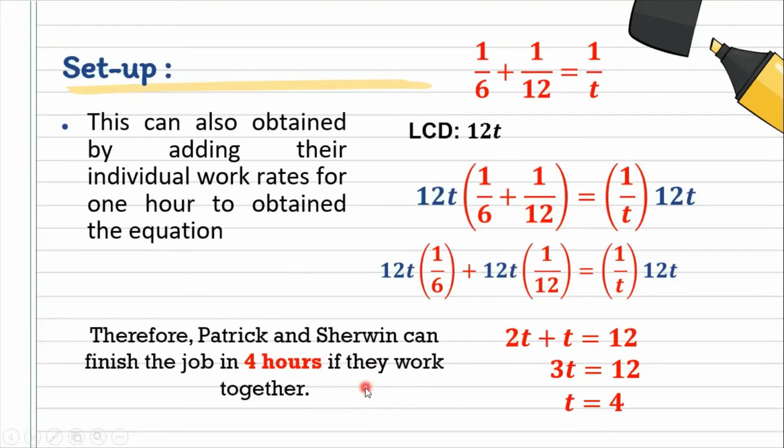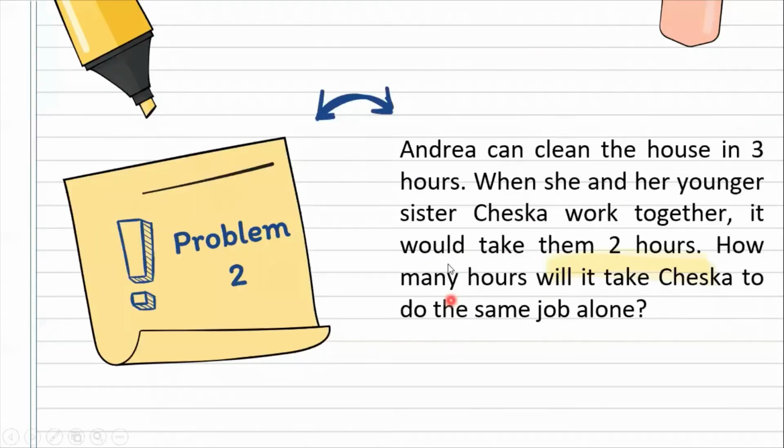In such a problem, the time required to complete a job together is always less than the time needed by any of the individuals working separately. So it is really important to help one another to lessen the number of hours to do a certain task. Let's try this second problem.